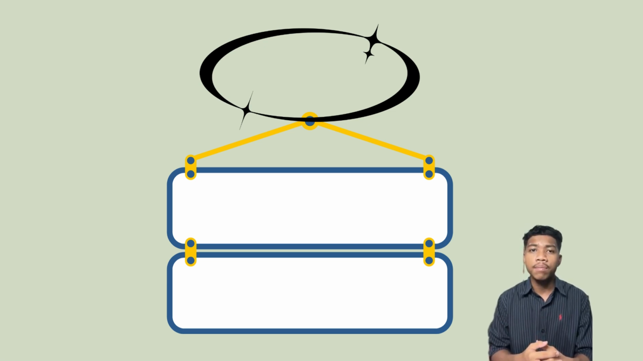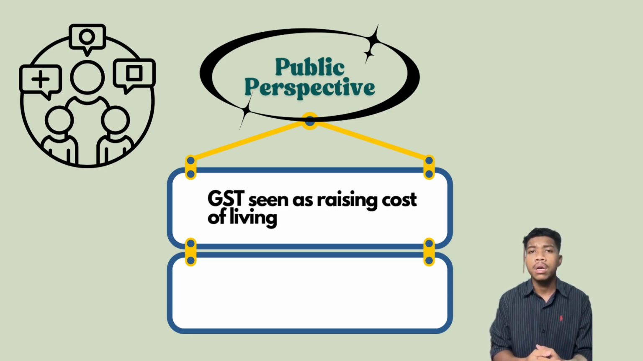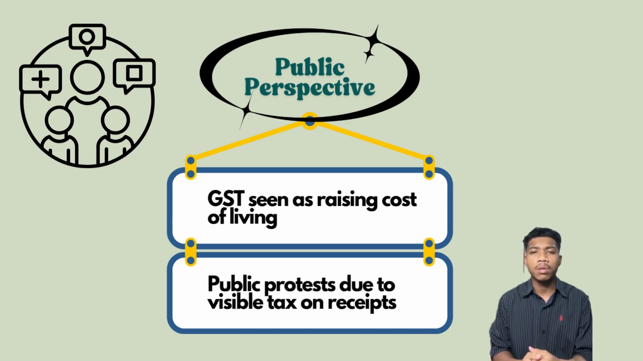Firstly, the government's decision was largely influenced by public opinion. When GST was introduced in 2015, many Malaysians saw it as a direct cause of rising living costs. Because GST was printed on every receipt, it became a constant reminder of what people had to pay, and this triggered a lot of dissatisfaction and protest.